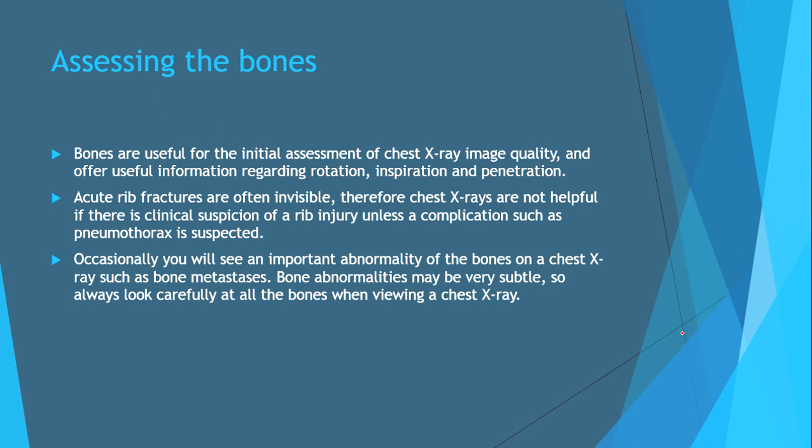Assessing the bones. Bones are useful for the initial assessment of chest X-ray image quality and offer useful information regarding rotation, inspiration, and penetration. Acute rib fractures are often invisible, therefore chest X-rays are not helpful unless there is clinical suspicion of a rib injury and a complication such as pneumothorax is suspected. Occasionally you will see an important abnormality of the bones on chest X-ray, such as bone metastasis. Bone abnormalities may be very subtle, so always look carefully at all the bones when viewing a chest X-ray.